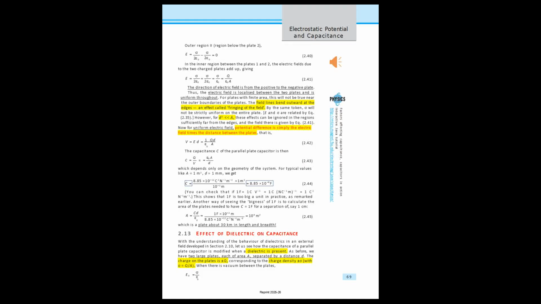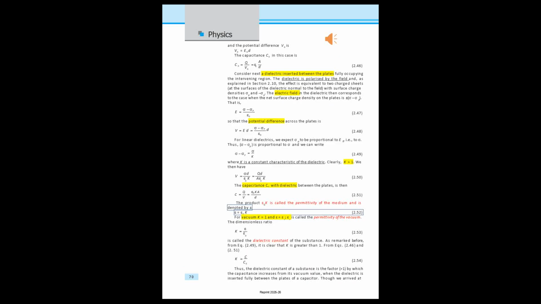As before, we have two large plates, each of area A, separated by a distance d. The charge on the plates is plus or minus Q, corresponding to the charge density plus or minus sigma, with sigma equals Q by A. When there is vacuum between the plates, then E naught is given by sigma by epsilon naught. And the potential difference V naught is given by V naught equals E naught d. The capacitance C naught in this case is given by C naught equals Q by V naught, that's equal to epsilon naught A by d.